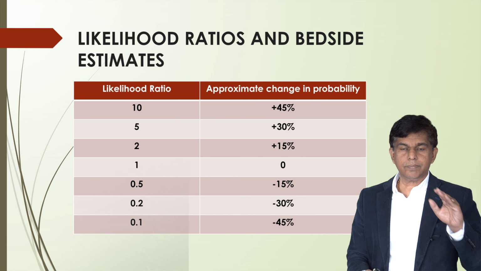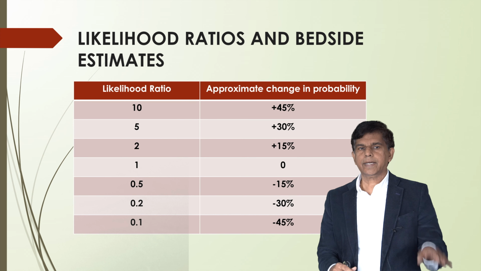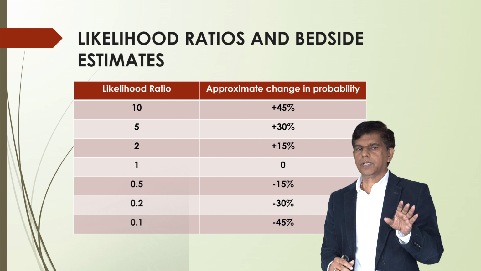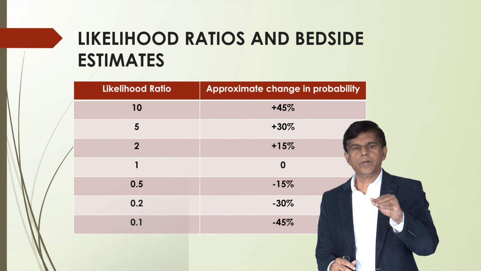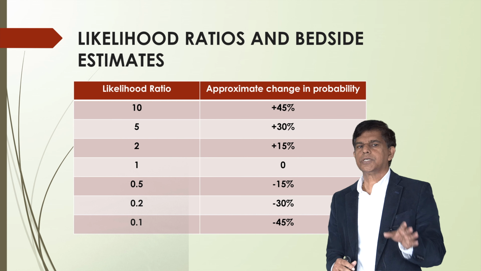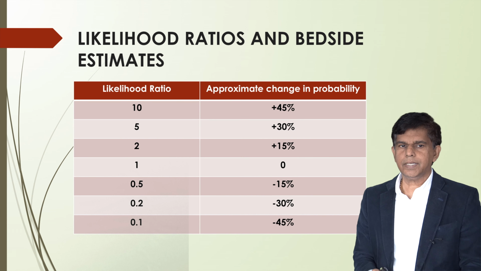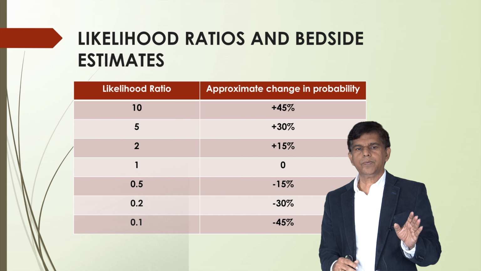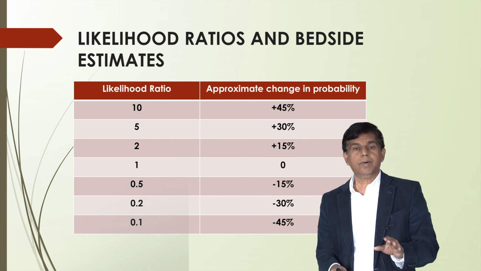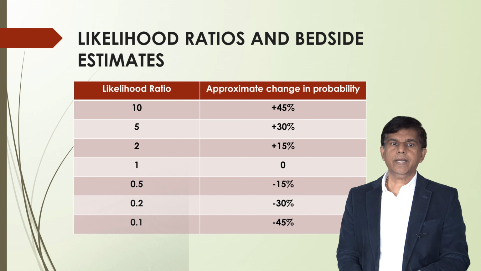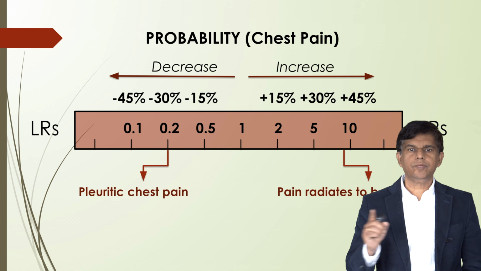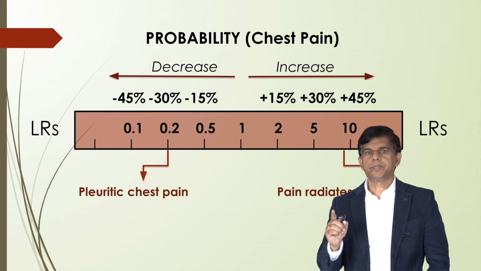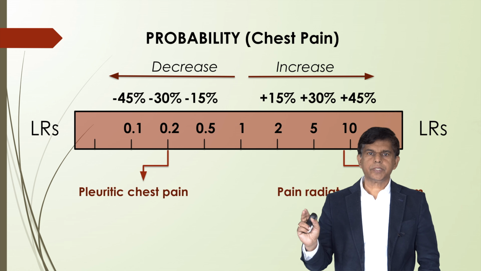Now we're going to look at a term called a negative likelihood ratio. So let's say it's 0.5. My odds of having the disease go down by 15%. If it is 0.2, it goes down by 30%. If it is 0.1, it goes down by like minus 45%, okay? So we have this nice scale, we made it, looking at the probability and the likelihood ratio, okay?